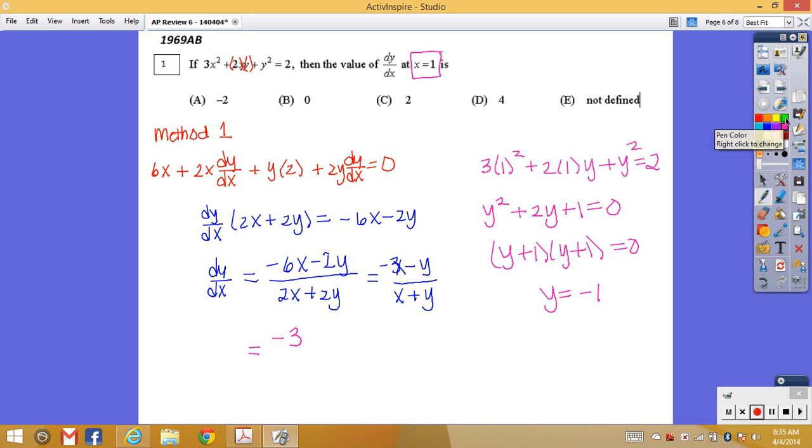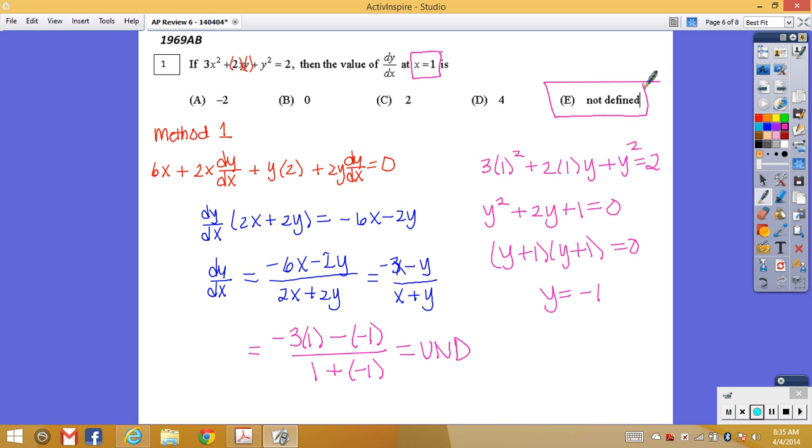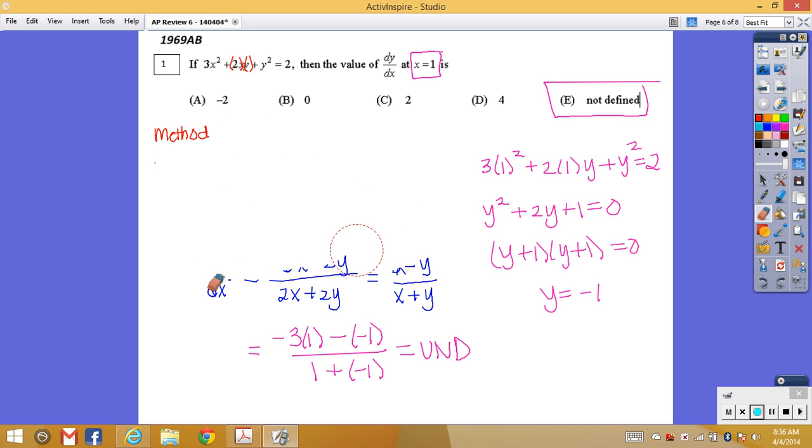Get back to my pink. Negative 3 times x minus y all over x plus negative 1, which is the y, and we get undefined. So the answer is E. I'm actually going to redo the exact same question in a different method, so this will be method 2.